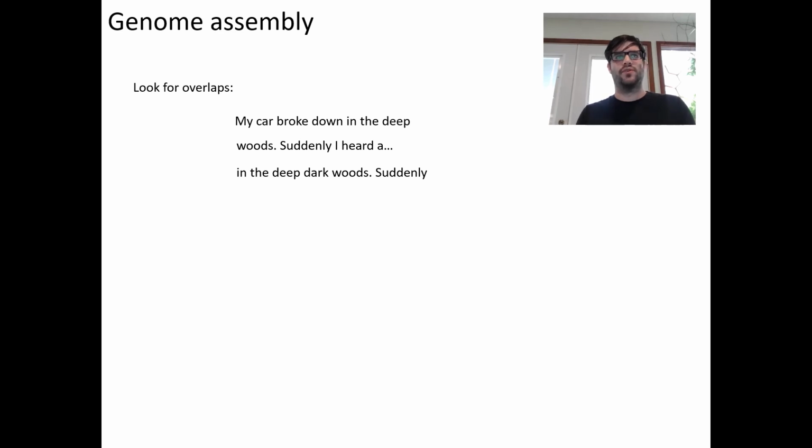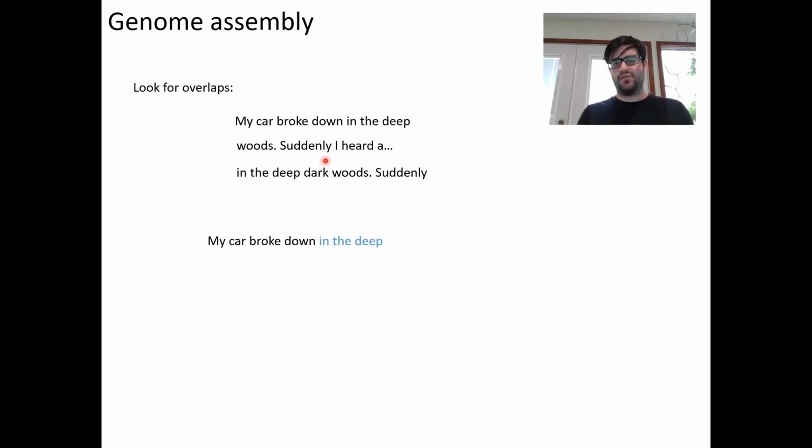Perhaps we have an example here where we consider each one of these partial sentences as a read of DNA. The first one is "my car broke down in the deep." The second one is "woods, period, suddenly I heard a." And the third one is "in the deep, dark woods, period, suddenly." These three should go together in some way, so we can look for overlaps between these and assemble them into a longer fragment of text.